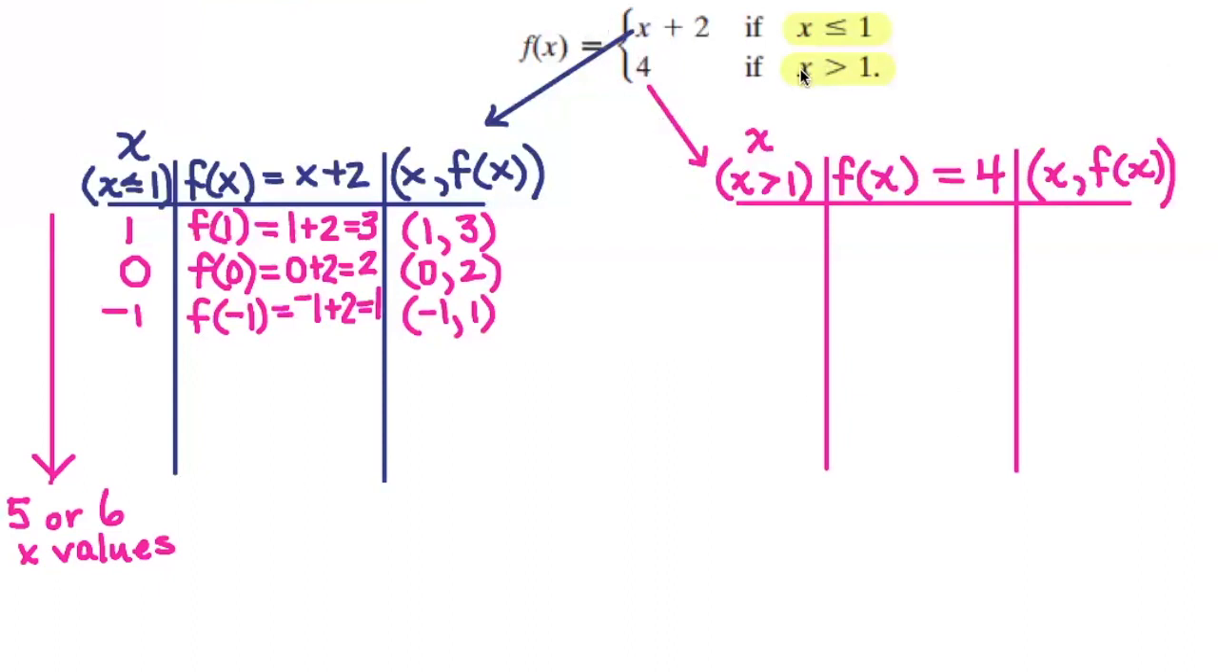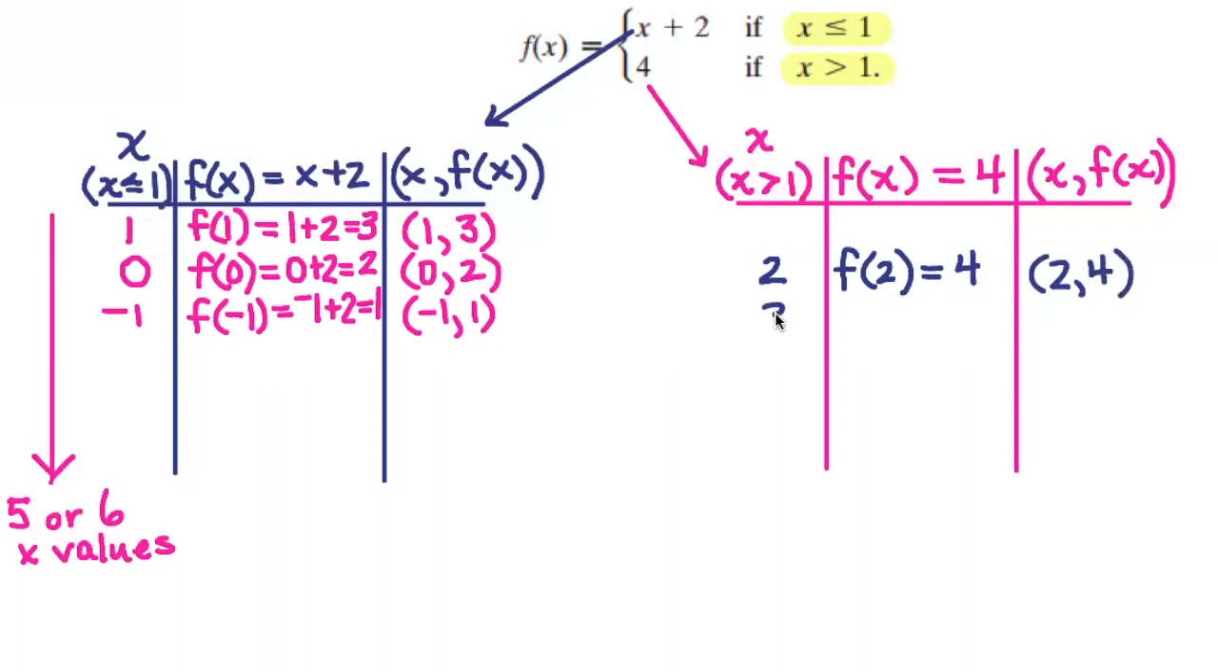In this case, x is not allowed to equal 1. x is only allowed to be numbers that are bigger than 1. I'm going to leave a little space up here. I'm going to pick the first whole number bigger than 1, which is 2. And in this instance, there is no place to substitute a 2 on the right-hand side. This is a constant function. No matter what the input is, it always outputs 4. So this table is pretty quick to generate.